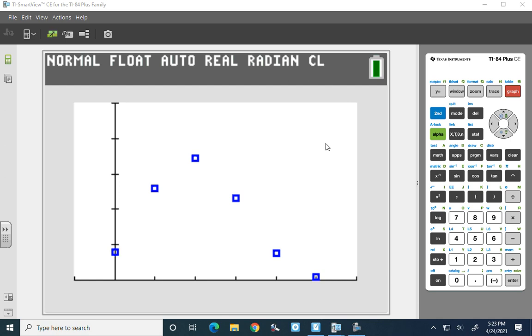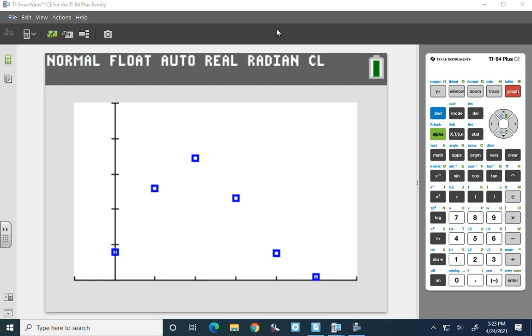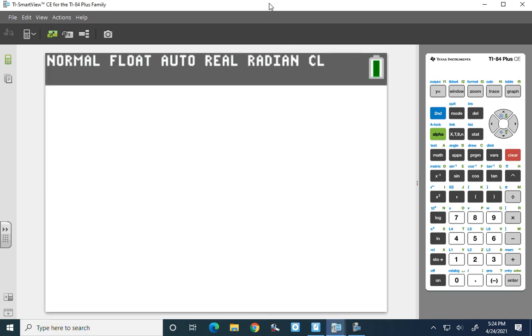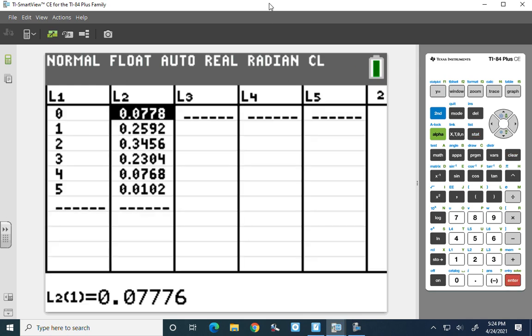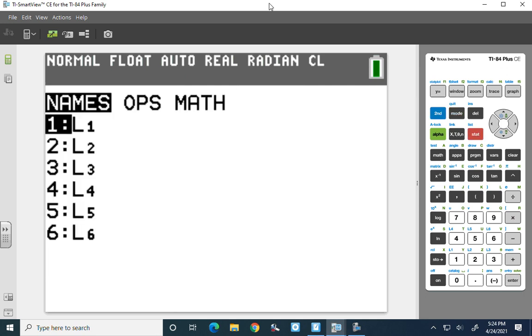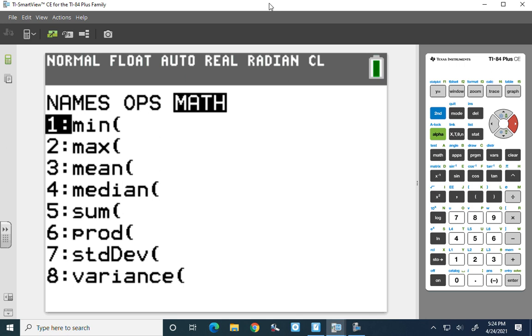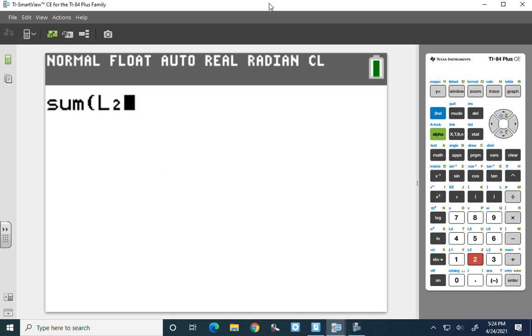and go to your list, I've got the data in list 2. And with the data in a list, I can sum up that list really easy. So if I go to my list menu, second list, over to math, there's a sum feature in there. And I can say to sum up list number 2. And I should get a value of 1.